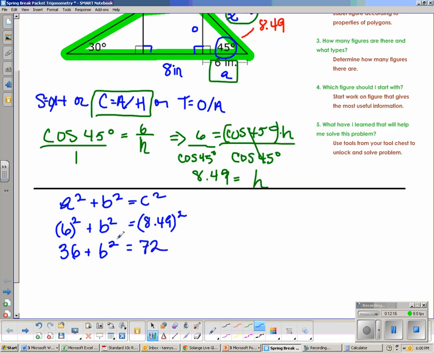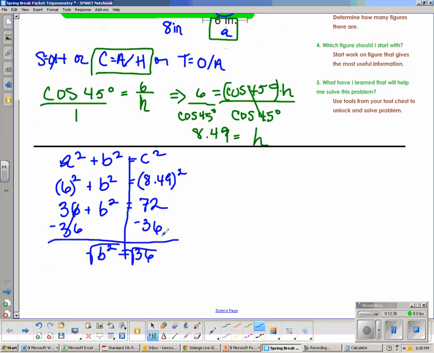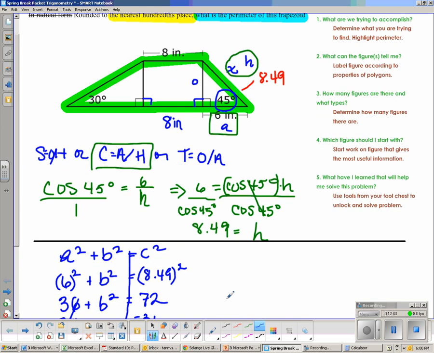72. Okay, now I'm going to go ahead and subtract 36 from both sides. I'm solving a simple algebraic equation now. Let me draw my line down. Respect my left and right hand side of my equation. Okay, so b squared is equal to 36. And it just so happens that if you take the square root of both sides, which you would need to do, you're going to end up with b being equal to 6. So now we have another measurement.